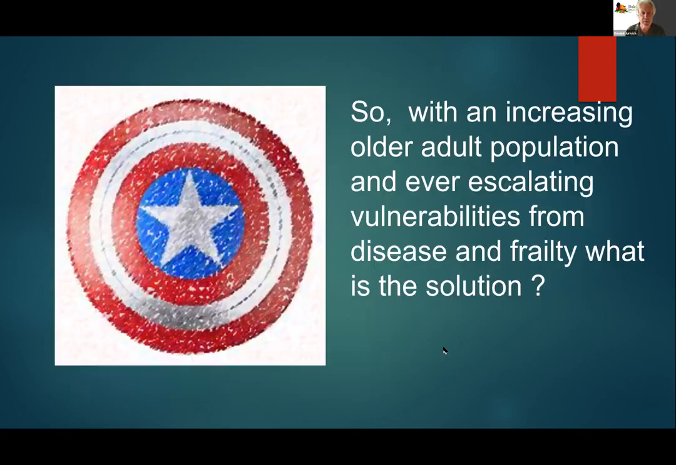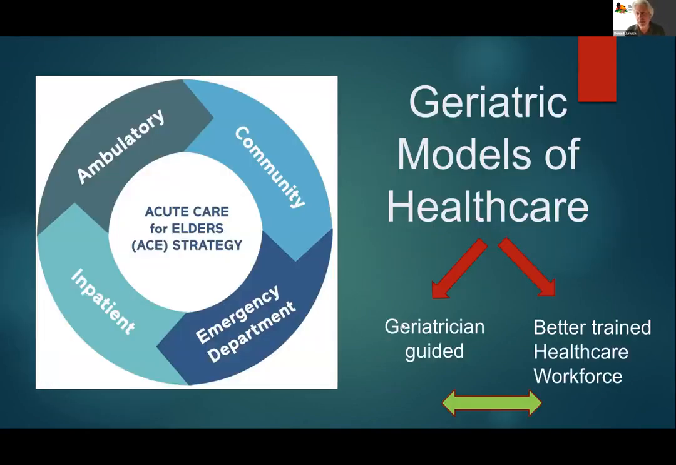So here's Captain America. The question is, with this increase in older adult population and ever escalating vulnerabilities from disease and frailty, what is or what are the solutions to that? So I don't know if we have a superhero here or not, but we want to explore what some of those ideas might be. From my perspective, being in geriatrics, I'd say geriatric models of care are the answer.